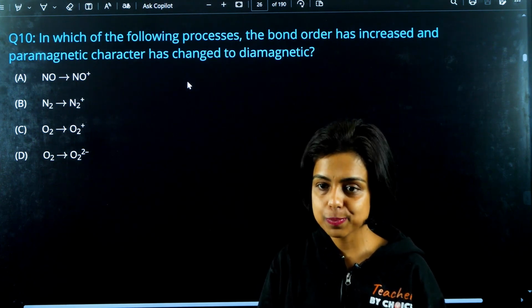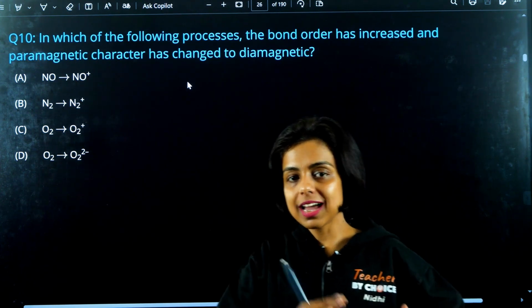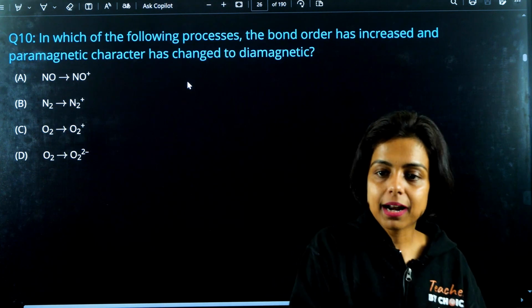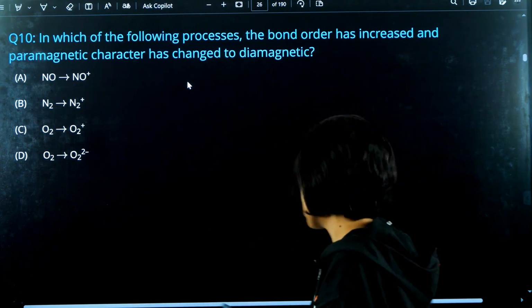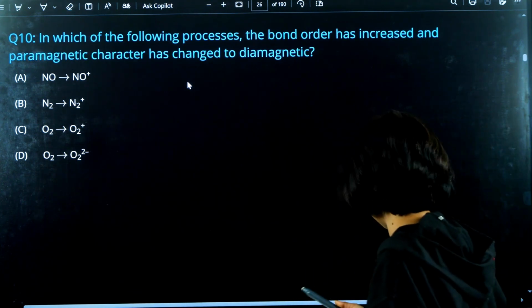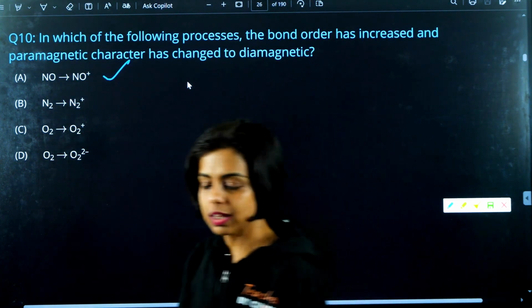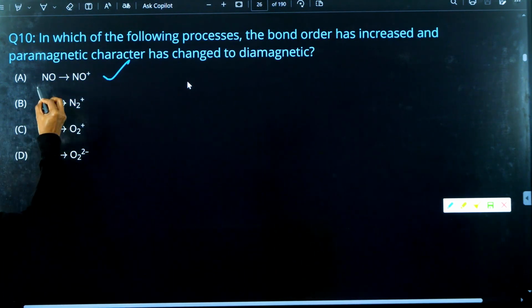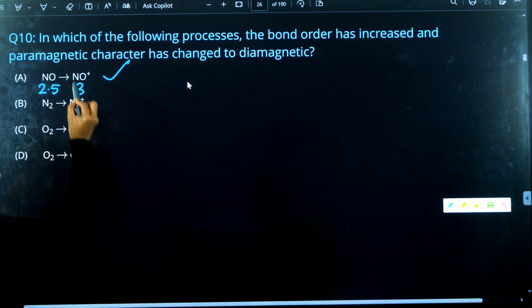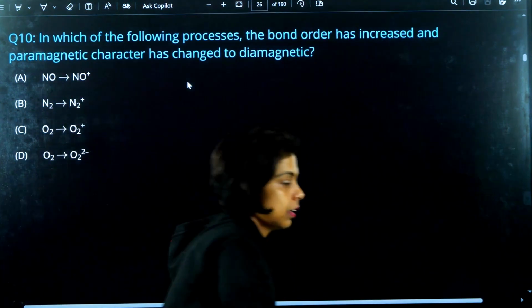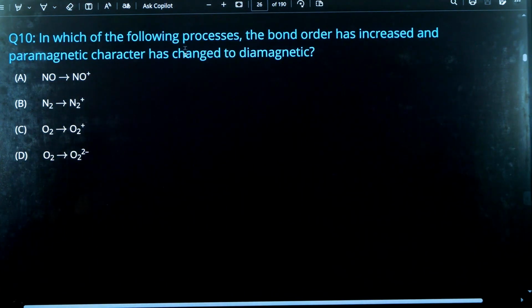NO positive, all electrons pair, diamagnetic. So bond order has increased. The paramagnetic behavior becomes diamagnetic. So by checking the very first option only, we can get our answer. You can check the others as well to be sure. So the answer indeed is A. Bond order 2.5, bond order 3 here. Got it, guys? Okay, so that was question number 10 of the paper.